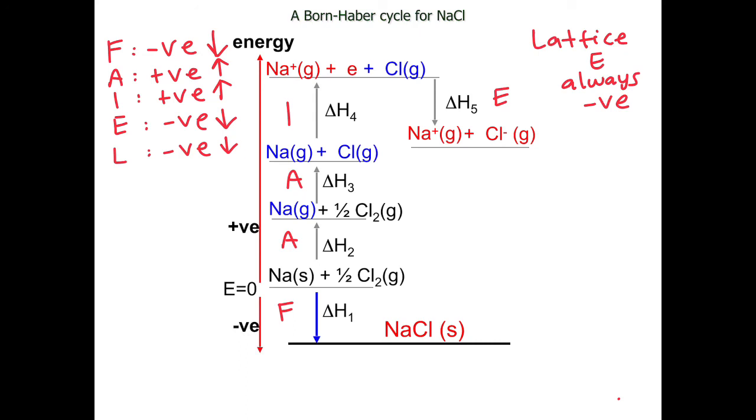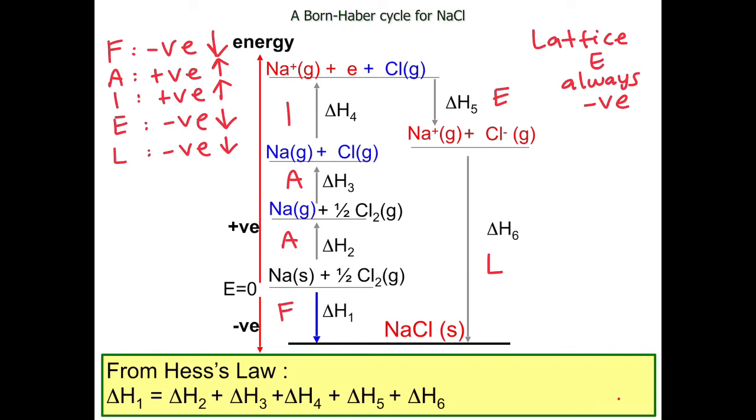And lastly, the letter L means lattice energy, which is from Na+ gas plus Cl- gas produce NaCl solid. So, we write an arrow from the Na+ and Cl- to the NaCl at the bottom.